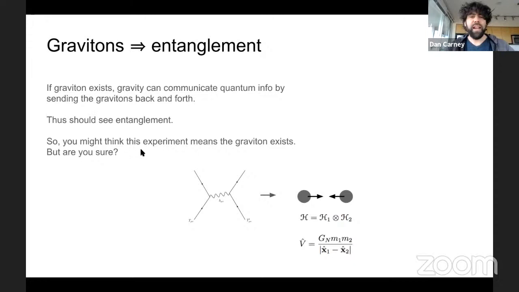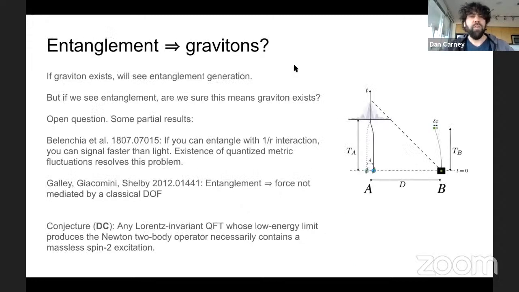So you might think then, if I saw the entanglement, that this would mean that the graviton exists, but this is wrong, right? The implication is only from the left to the right, not backwards. So you have to actually ask this question: if I see the entanglement, do I necessarily know it's a graviton? And really what you want to say is, under what assumptions would I know for sure that it's the graviton? Okay, so there's some partial results, but this is an open question in my opinion.